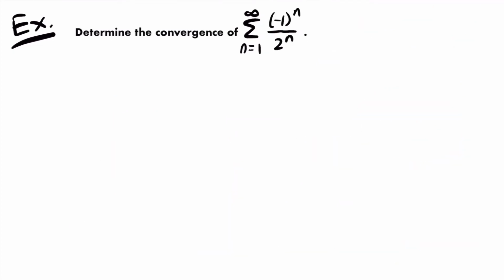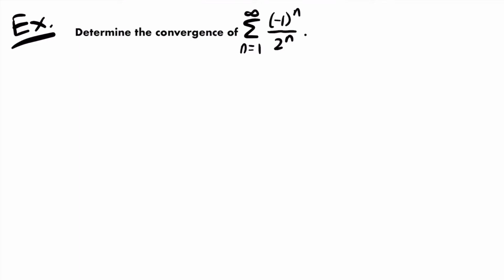All right, next up we want to determine the convergence of this series. We have the sum from n equals 1 to infinity of -1 to the power of n divided by 2 to the power of n. All right, so once again, we have a series that sort of looks like it might be in the form of a geometric series, but not quite. We're going to have to change how it looks just a little bit.